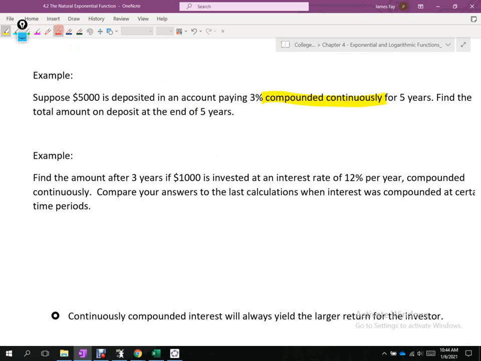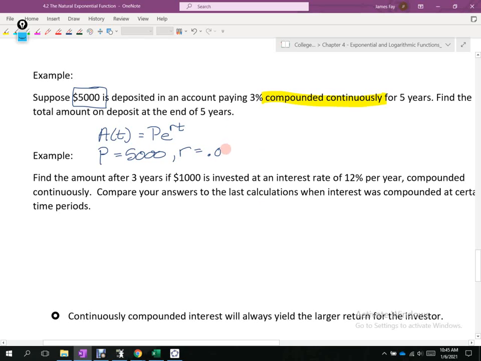So what we do here is we say the amount at t is equal to your principal times e raised to rt. Again, our principal is the 5,000. e is e, it's the 2.7 number. r is 3%. Be careful with this. I get a lot of people saying 0.3. It's 0.03. And t is 5 years.